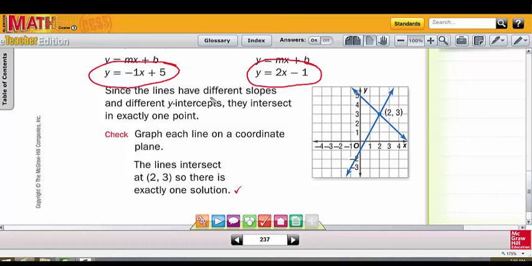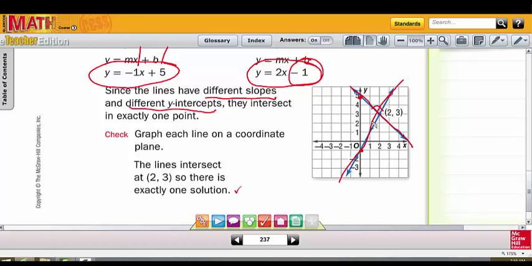Since the lines have different slopes and different y-intercepts, they must intersect at exactly one point. So now we're going to graph each on a coordinate plane. We're going to start at positive 5 for this equation, and we're going to drop 1 and over 1, and we get this line right here. And then we're going to start at negative 1, and go up 2, over 2, up 2, over 2, up 2, over 2. Let's say the second point would be right there. We're going to draw a line right through there.